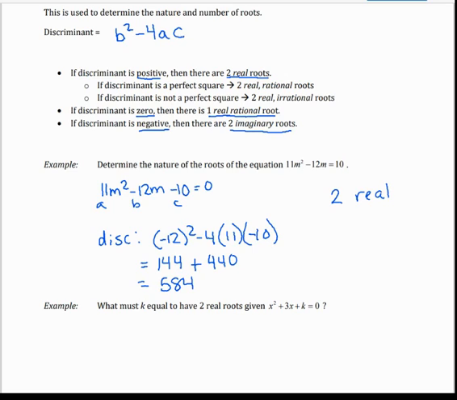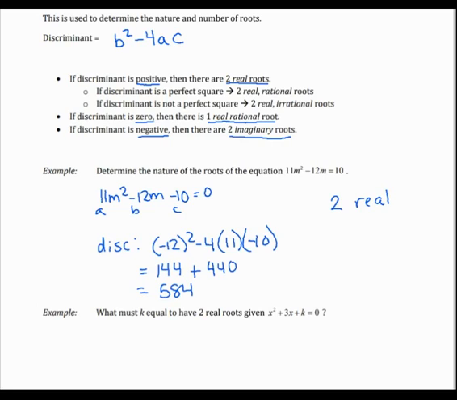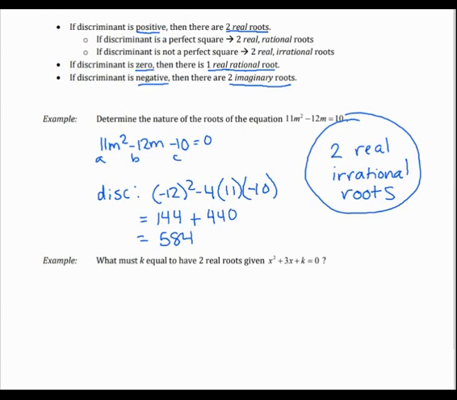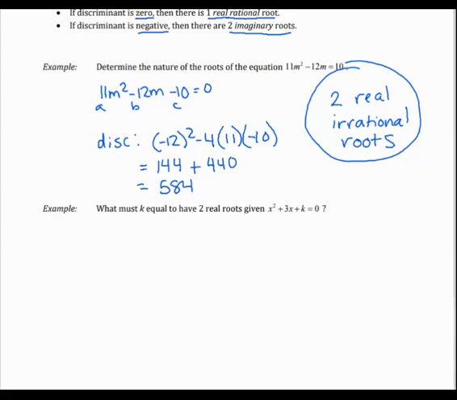Now the question is, are they going to be rational or irrational? So is 584 a perfect square? 584 is not a perfect square. So what that means is that we'll have 2 real irrational roots. If it was 0, we'd have 1 real rational root. And again, if it was negative, no matter what the number is, as long as it's negative, we have 2 imaginary roots.